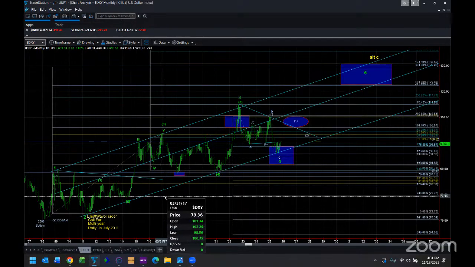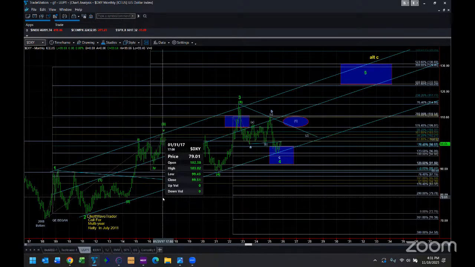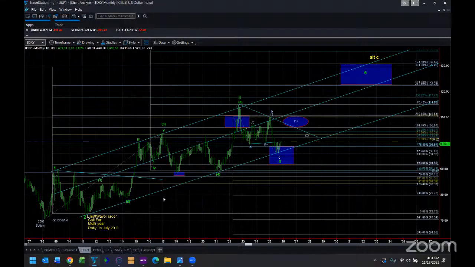What was the top of this 103? I think we hit 103.82. Right. So I think I had 103.53 and we hit 103.82. I think I was off by 29 cents in that multi-year call before we got the next fourth wave that I expected. And then we got this next rally.